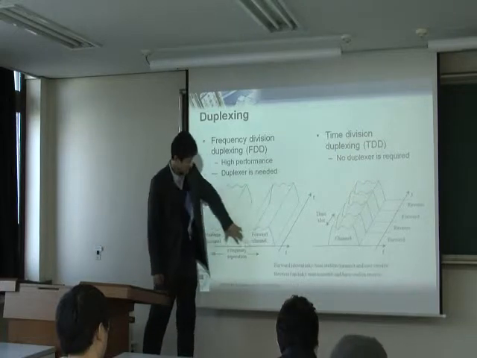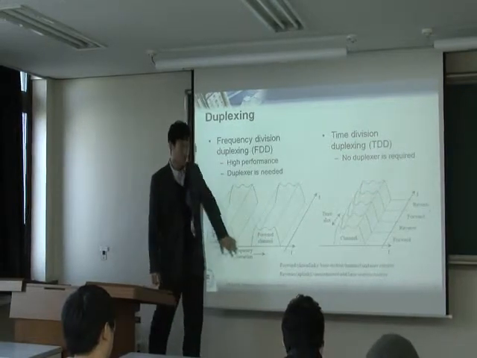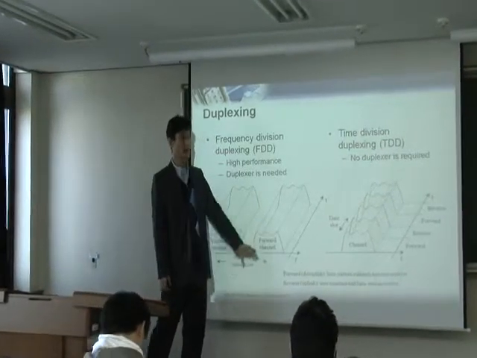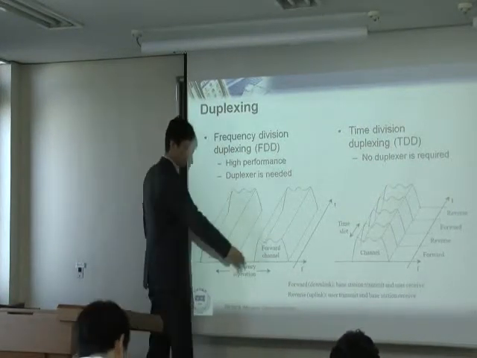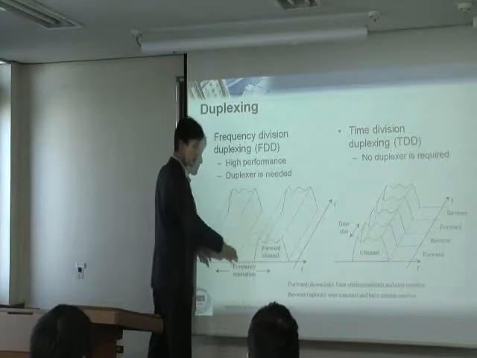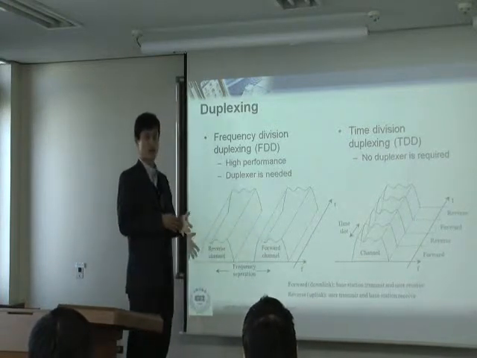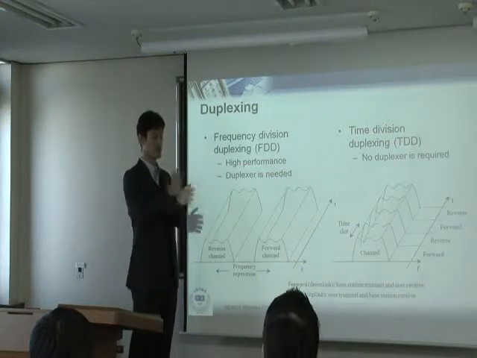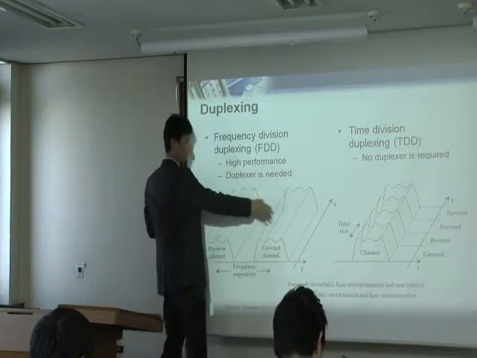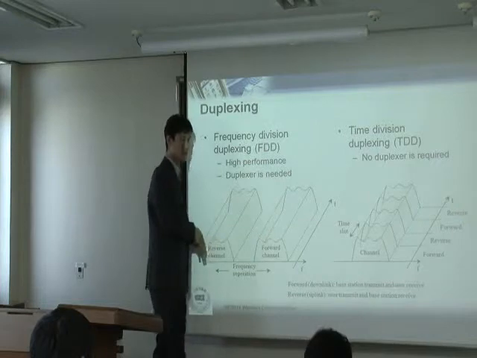For downlink and uplink, they use a different frequency. That way, you can do the duplexing. In that case, transmitting and receiving use a different frequency. Definitely, it's a full duplex, right? You can transmit at the same time you receive. Full duplex. Because this is something like 2 different lanes. Okay?